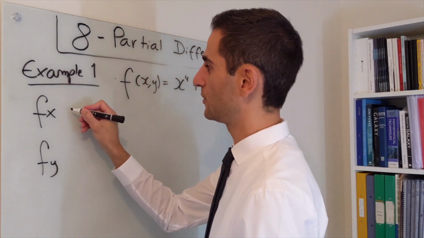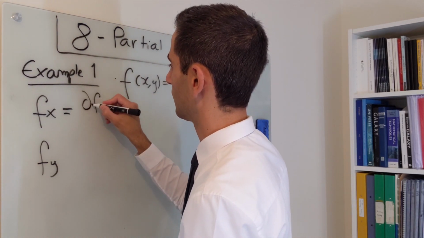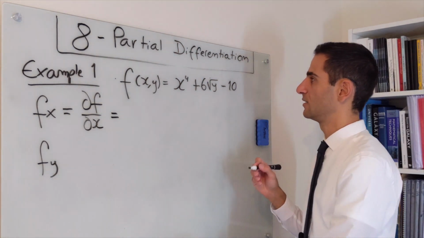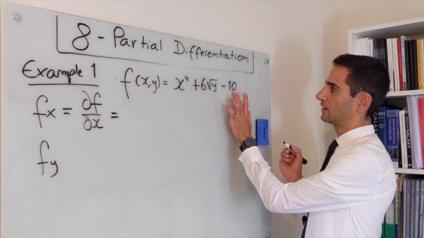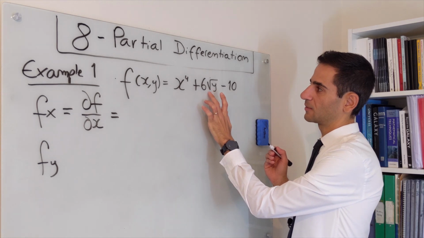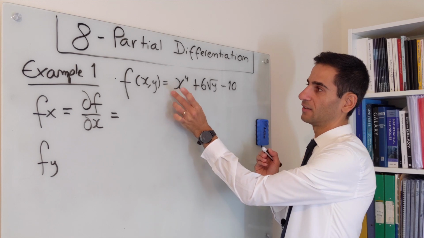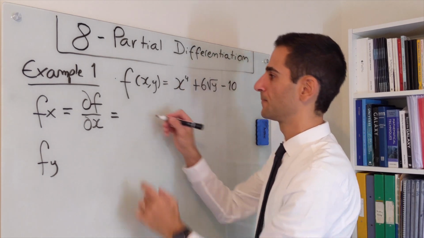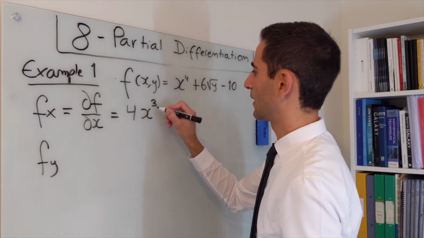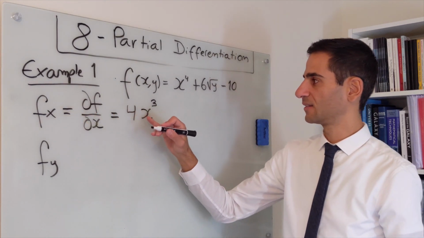With the notation that we've used, this partial derivative in respect to x is df dx. In this case, when we look at the function, we see that this term does not depend on x, therefore this will be 0. This will also be 0 because it's a term that's adding, it's not multiplying. And the only thing you're differentiating is this, which ends up being 4 times x to the power of 3. Therefore, the partial derivative in respect to x is very simple.